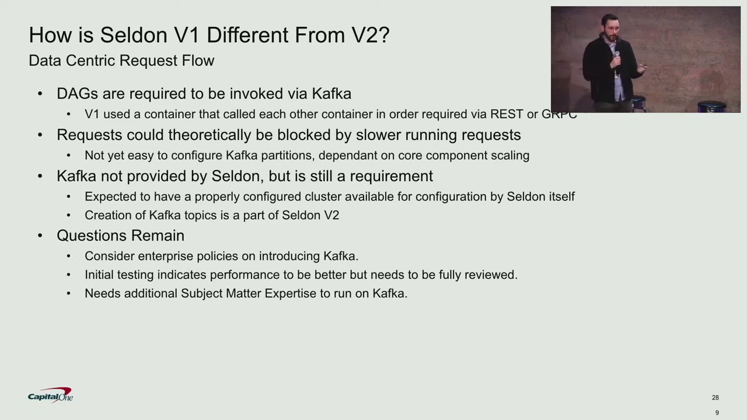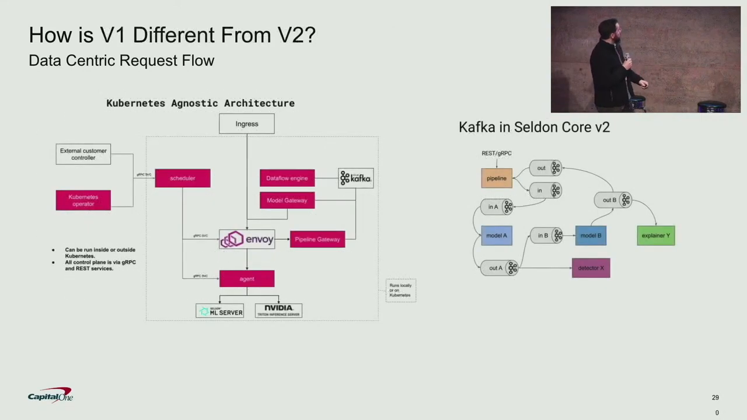A job or two ago, their Kafka topics were always getting messed up, and there were people dedicated just for that. We still have questions about Kafka. Particularly, we have to consider enterprise policies when introducing Kafka, be it managed or managed on our own. And initial testing indicates performance of MLServer without V2 orchestration through Kafka is faster, but we need to fully review that whole process, which would mean including a V2 or a Kafka orchestration. And yeah, so this shows, again, a more graphical version. This pipeline defines two topics, an in and out.